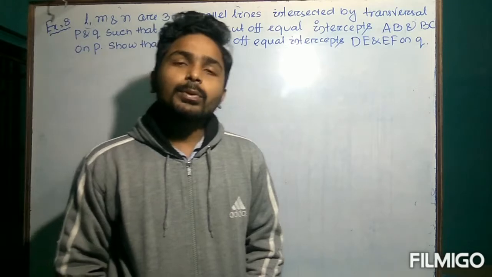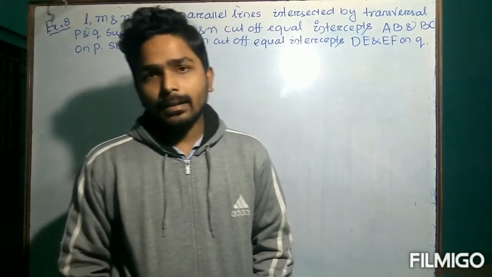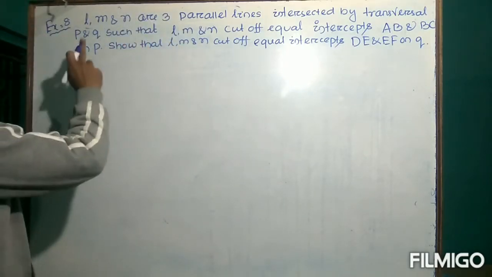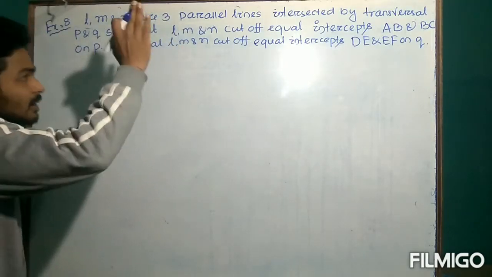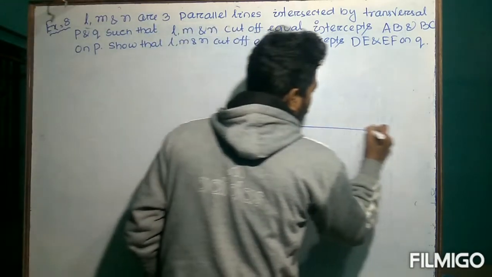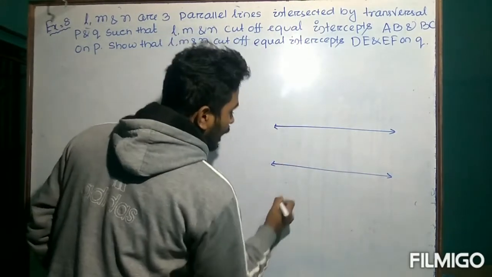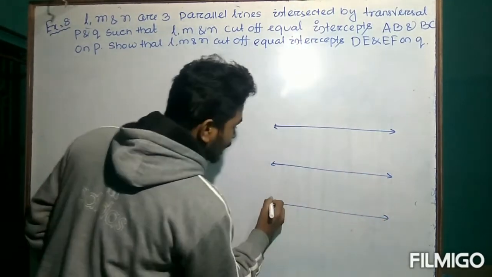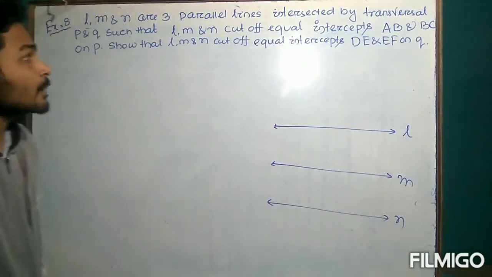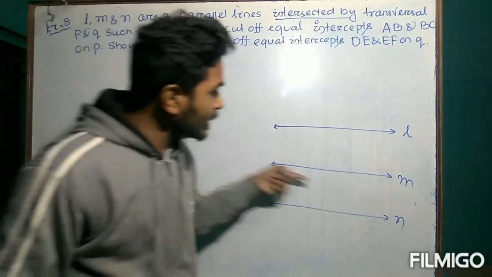In this lecture we are going to start another example from an NCERT book, that is example number 8. So let us understand the statement. The question is: L, M and N are three parallel lines. Let us first draw three parallel lines: line L, line M and line N.